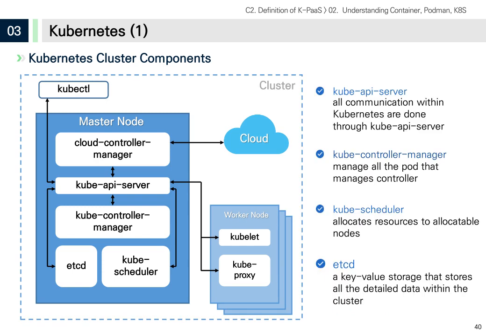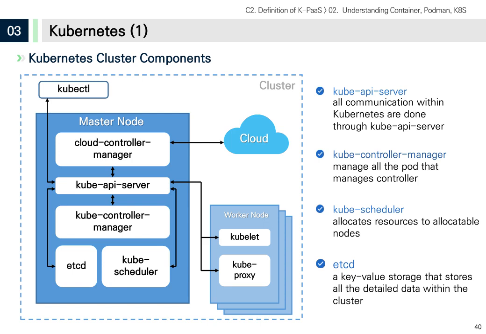First, let's take a closer look at the components of a master node. First, the Kube API server can be thought of as the front end of the Kubernetes control plane. All communication in Kubernetes will be initiated through the Kube API server and will receive communication from kubectl.